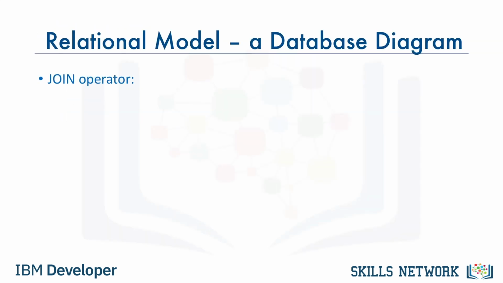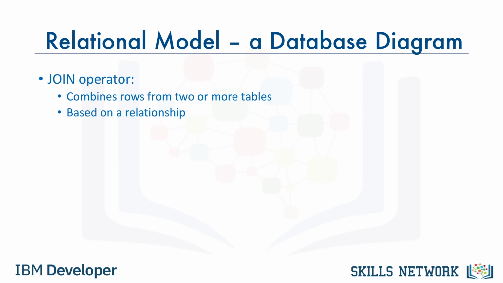A simple select statement retrieves data from one or more columns from a single table. The next level of complexity is retrieving data from two or more tables. This leads to multiple possibilities of how the result set is generated. To combine data from two tables, we use the join operator. A join combines the rows from two or more tables based on a relationship between certain columns in these tables.